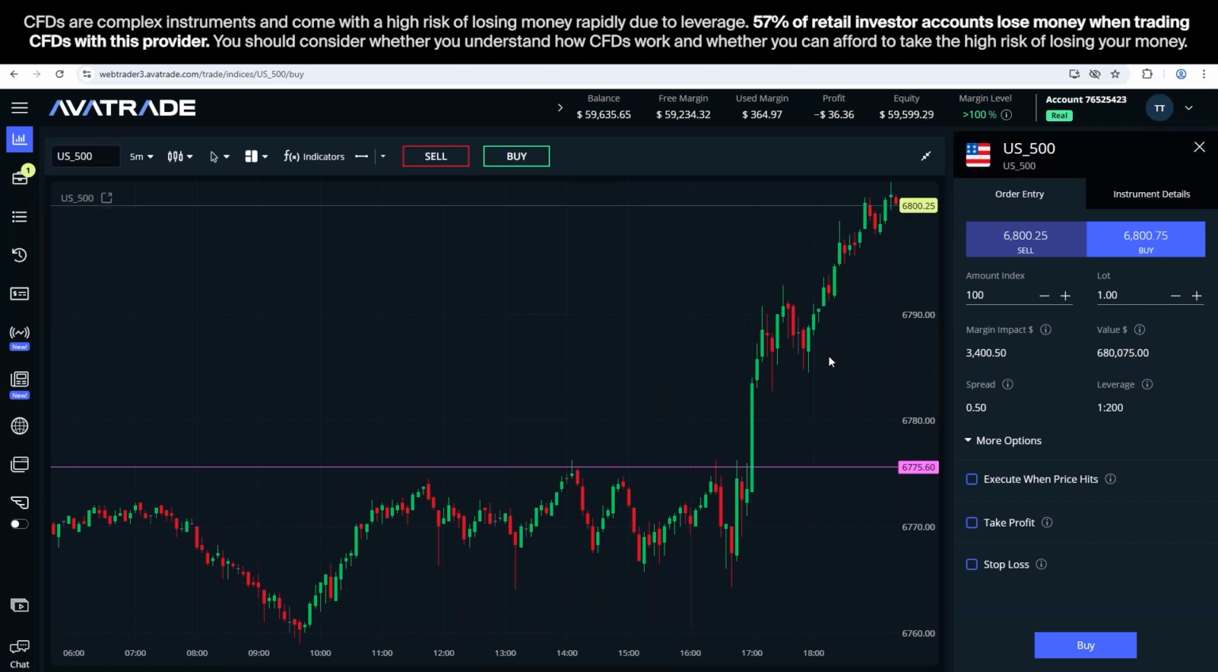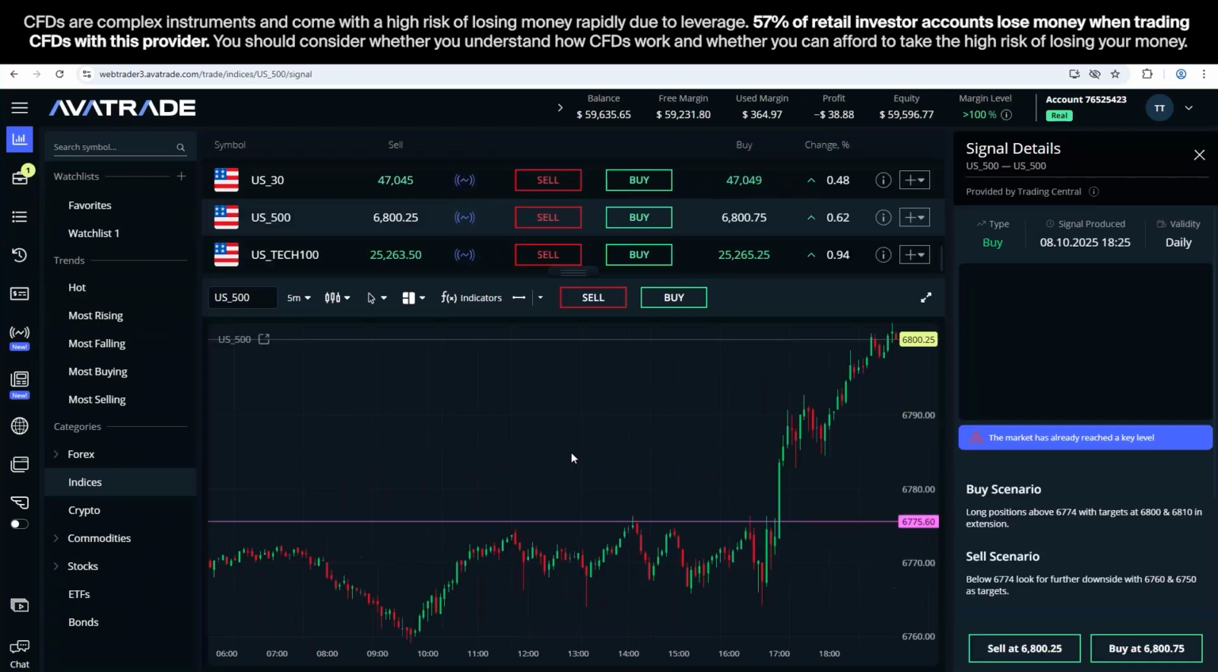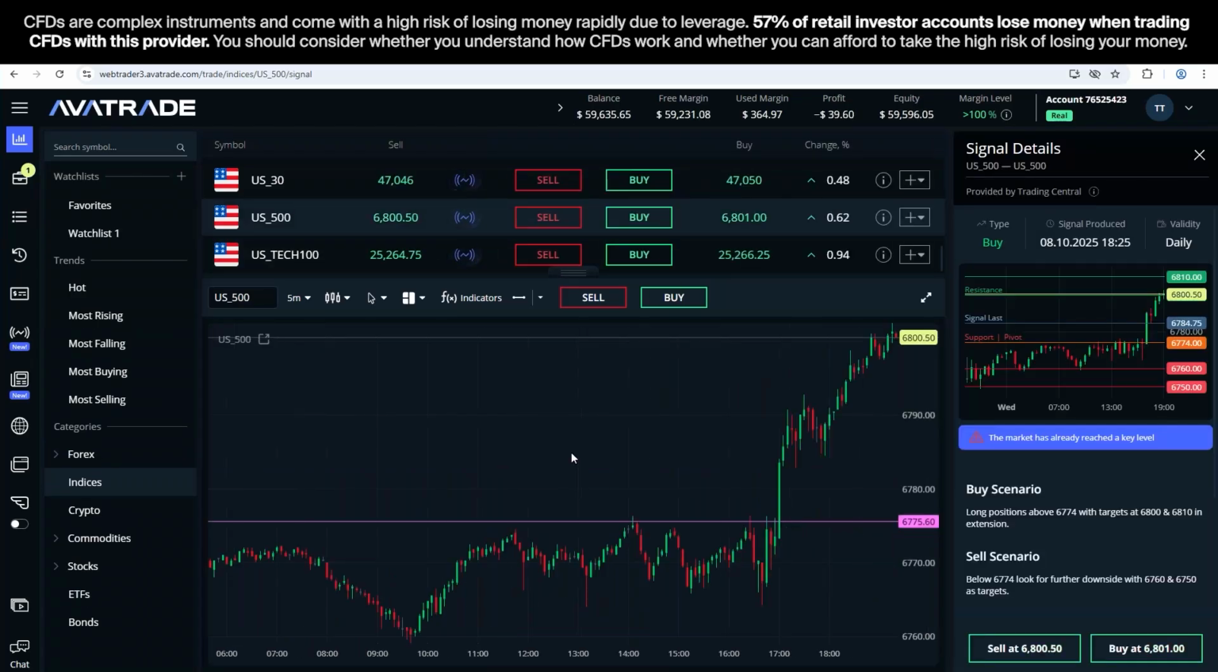Okay, now longer term move, is there a signal on this? I think there is. Let's see, US 500. I wouldn't be surprised if it's a buy, and it's a buy signal. Okay, this signal was there earlier today as well. So just by following the technical signals, you'd already hit the take profit. You see, it says the market has already reached the key level. Okay, a key level. There's more than one key level. It reached the first take profit suggestion. That's the first key level. There's a second one here.